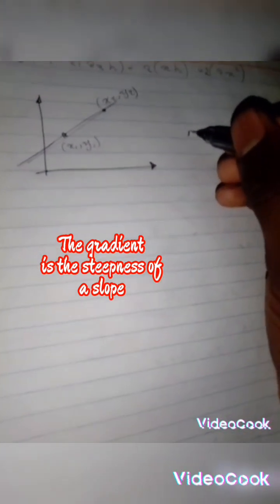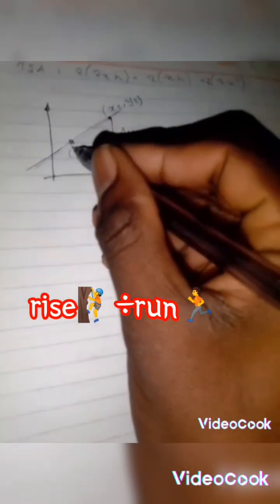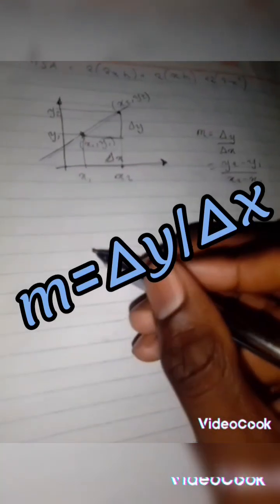steepness of the line. And we find the gradient by getting the rise, how much the line has risen, which is also termed as the increase in y, divided by the run, which is the increase in x. Right there is how we find the gradient of the line.